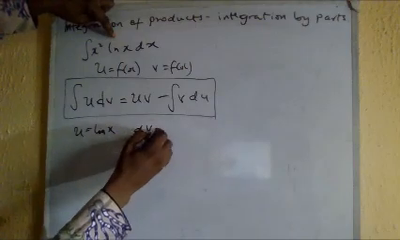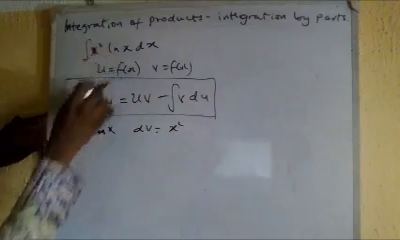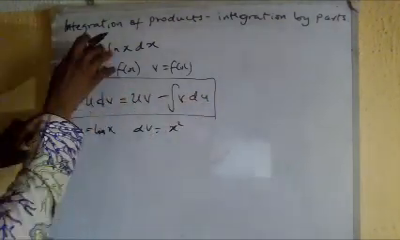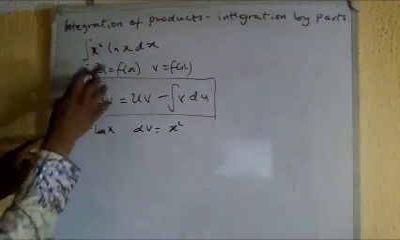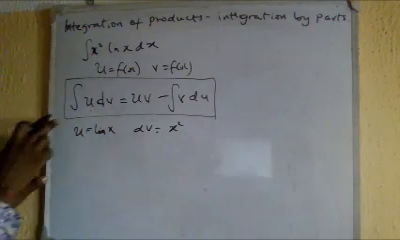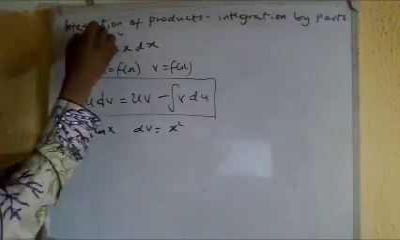My first task, always, with this kind of formula and question, is to assign which one is u and which one is dv. So I've taken my u to be ln x, that's this one, and I'm taking my dv to be x squared. So I'm going to use it in this formula.